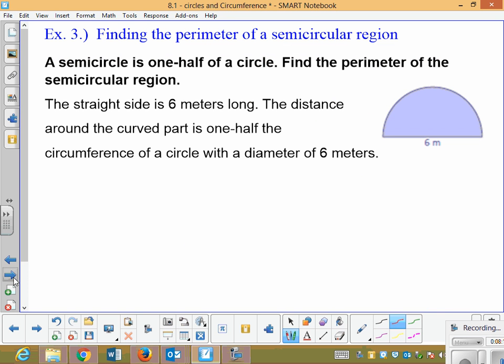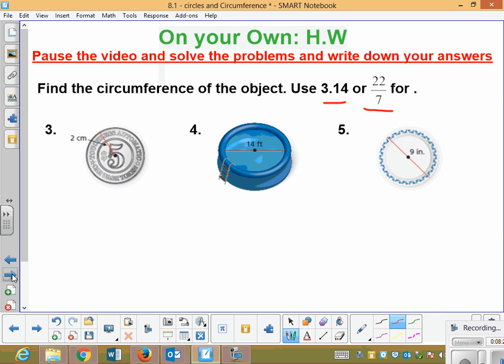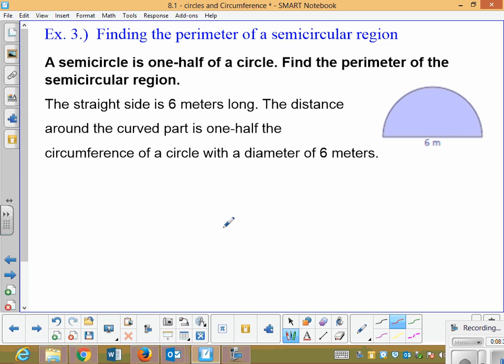Okay, in our last example here, it says finding the perimeter of a semicircle region. Now, we already have the circumference formula, which I showed you in the last 2 slides. It's 2 pi r or pi d. So if we were to find the perimeter of a regular quadrilateral, we would just add this side, this side, this side, and this side. So same thing. We're going to have to add this side with this side. But the problem is we don't know what this half circle distance is. So we need to find the circumference.